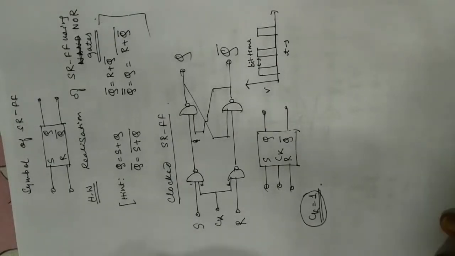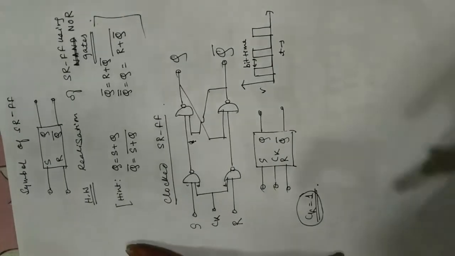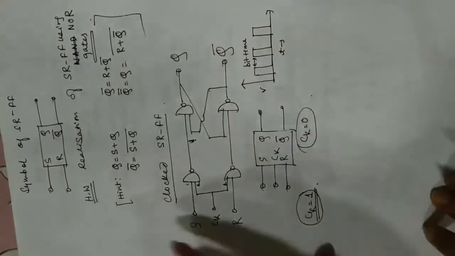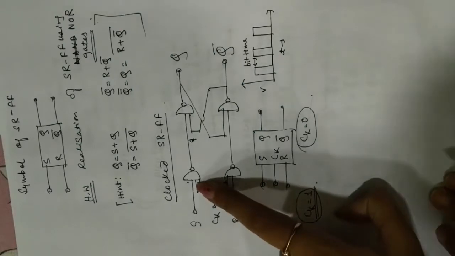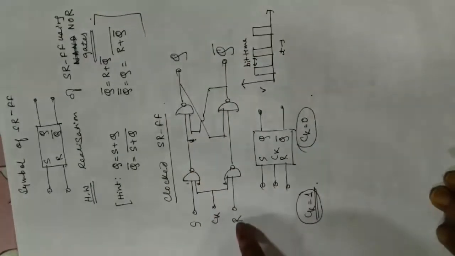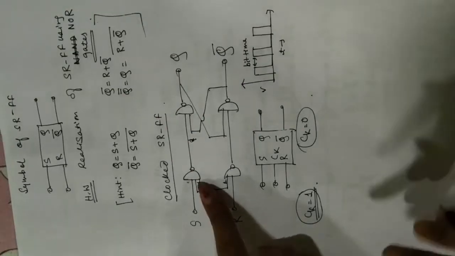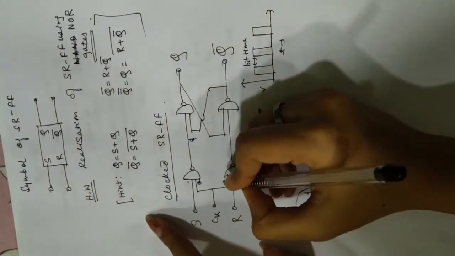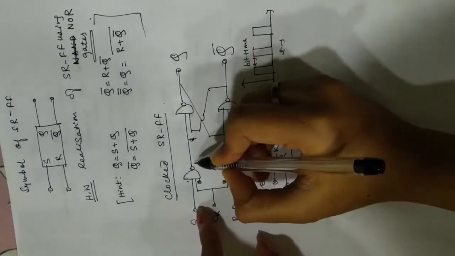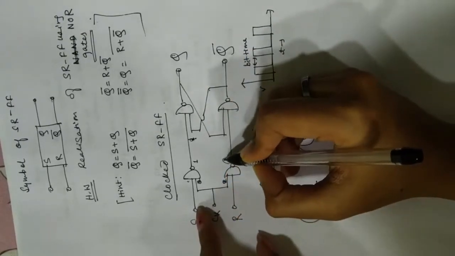The same truth table, the same working, right? Now what happens when the clock pulse is equal to 0? If the clock pulse is equal to 0, whatever be the values of S and R, just have a look at the figure please. If the clock pulse is 0, if we have a 0 from here and a 0 from here, whatever be the values of S and R, you will have a 1 over here, right?